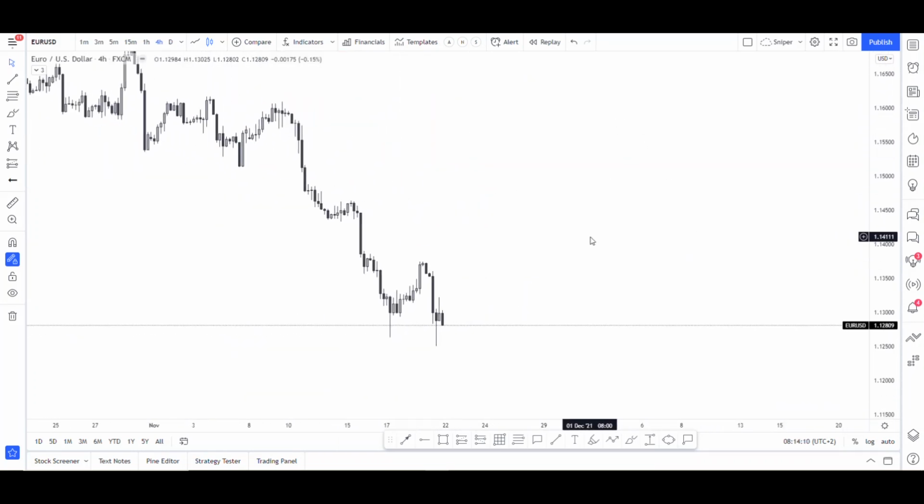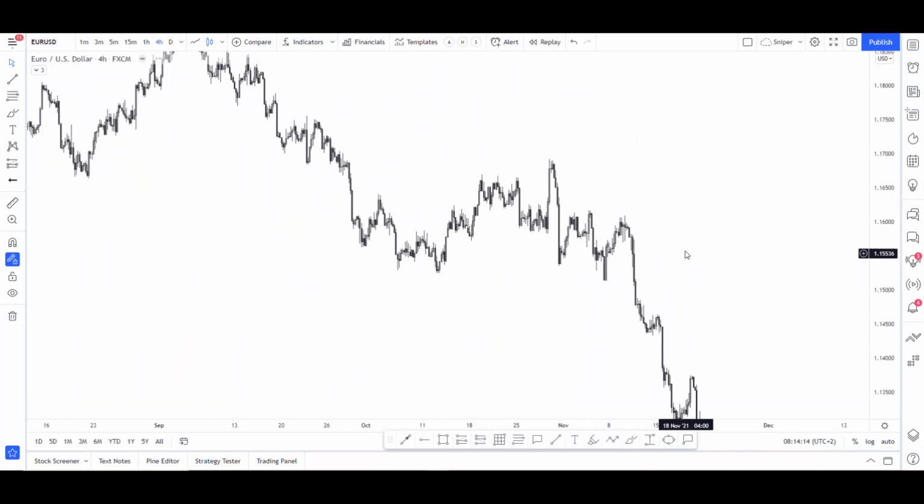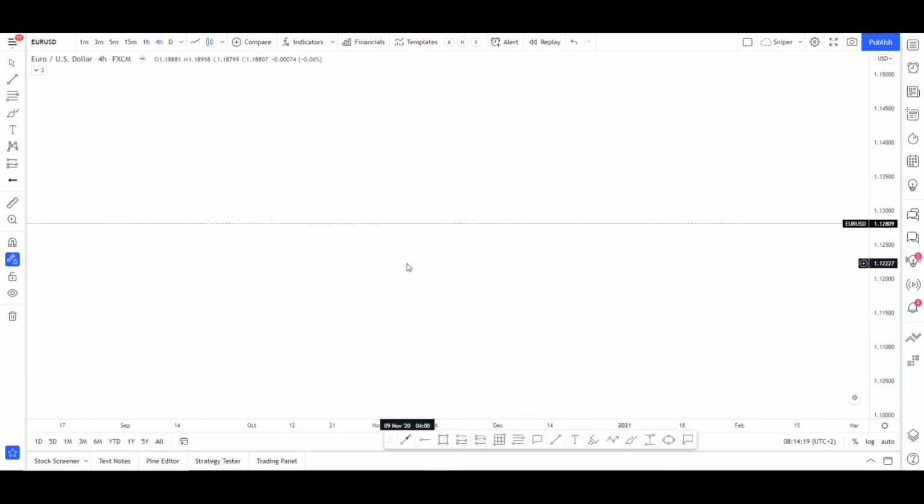Okay, back to Euro Dollar. This is the 4-hour, price is just moving towards the downside. If you look, there's nothing close. We'll have to go to the weekly, and we'll see what is on the left hand side.